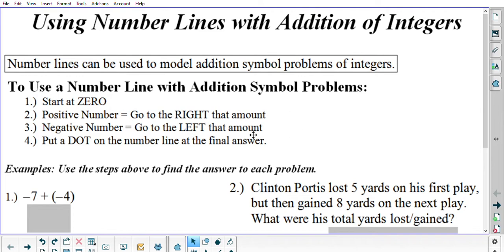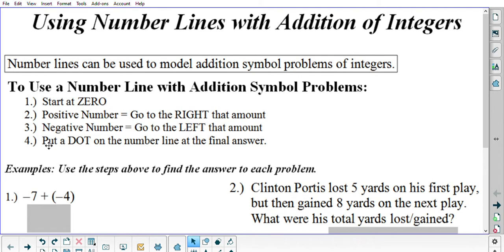Continue following along. It says to use a number line with addition symbol problems, here's the game we're going to kind of play with number lines. We're going to start at 0. If the first number in the problem is a positive number, or if any number in the problem is a positive number, we will go to the right that amount to represent that positive number. In fact, we're actually going to draw an arrow with that, a line, but with the tip at the end going to the right for that positive number. For a negative number, we're going to go to the left above the number line, that amount. Again, drawing a bar, but putting an arrow at the end.